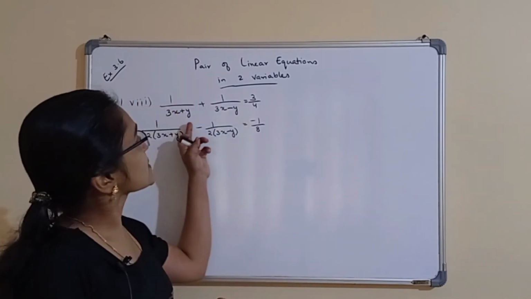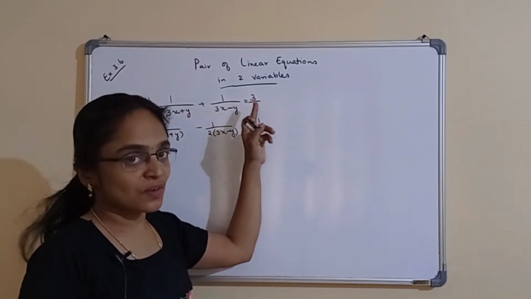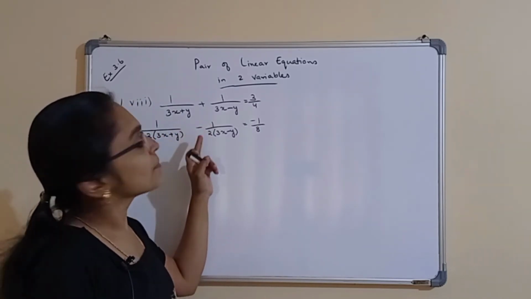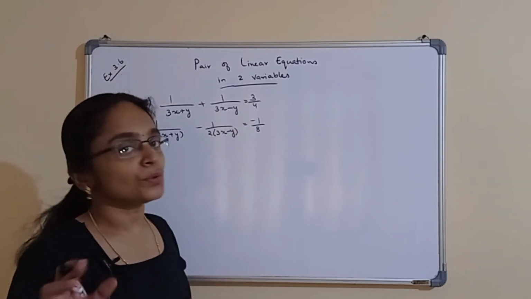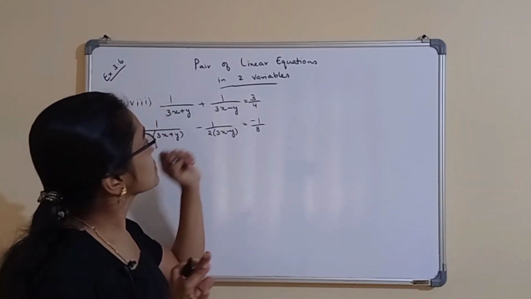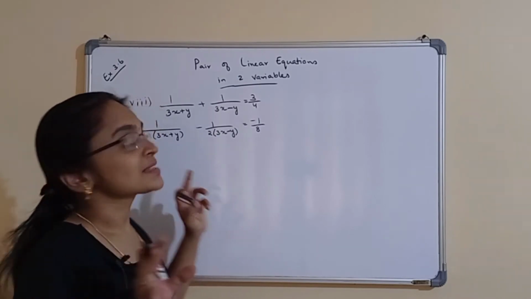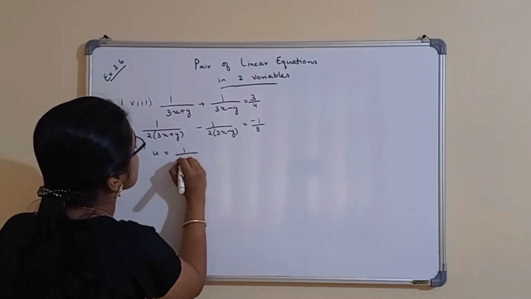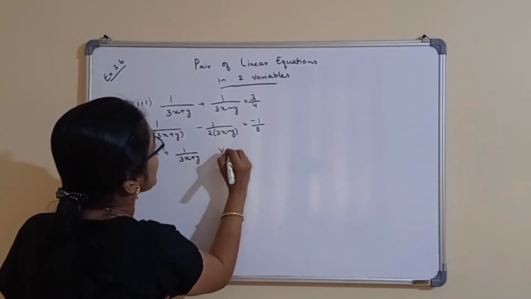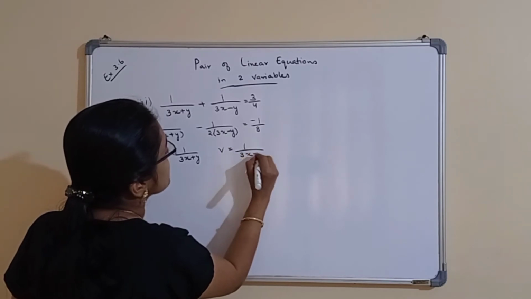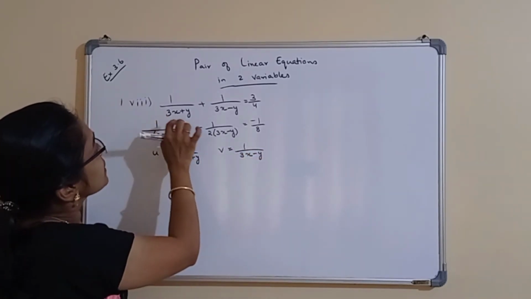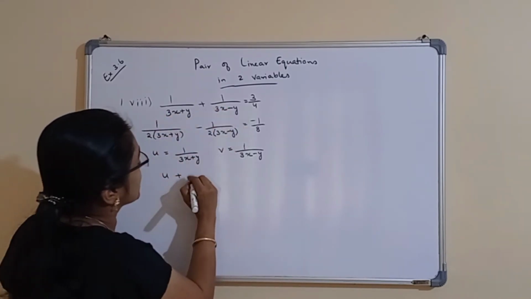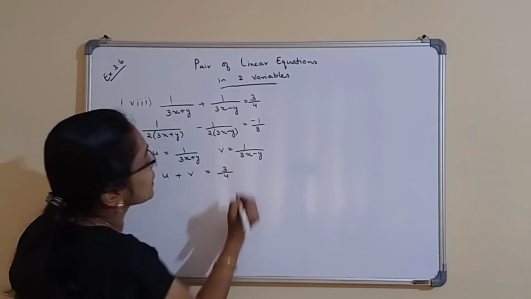Next one, 1 by 3x plus y plus 1 by 3x minus y is equal to 3 by 4. And 1 by 2 into 3x plus y minus 1 by 2 into 3x minus y is equal to minus 1 by 8. So we have to reduce this to a pair of linear equations. So how will we get this? Take u as 1 by 3x plus y and v as 1 by 3x minus y. So what is the first equation? It is 1 by 3x plus y, which means u, plus this is v. u plus v is equal to 3 by 4.